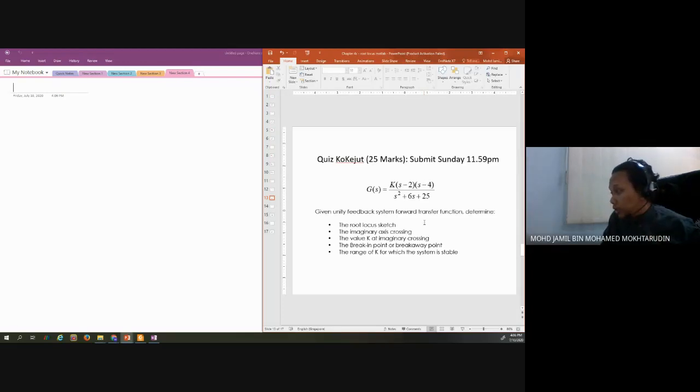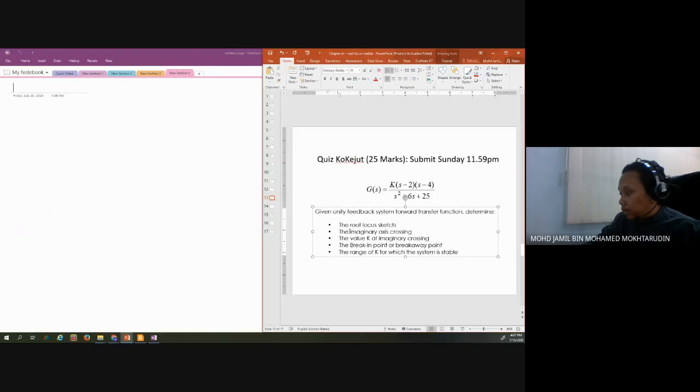You are given a unity feedback system with G(s) as the forward transfer function. The question asks you to sketch the root locus, find the imaginary axis crossing and the value of k, the JW axis crossing, the breaking point or breakaway point, and the range of k for a stable system. If you get a root locus question later, it is better if you can find these 4 items first before sketching. Sometimes when you sketch, you don't know where the JW axis crossing or the breakaway point is. So try to do these 4 first, and after that you sketch the root locus.